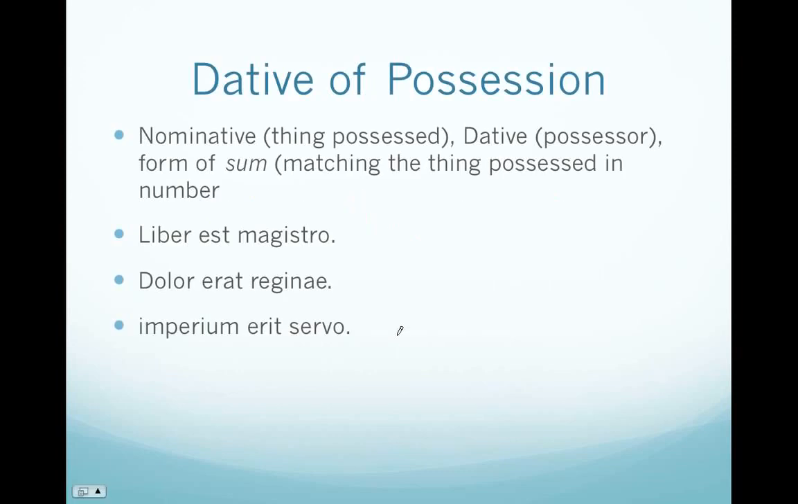So let's take a look at some of these. Now the construction itself is going to follow this basic pattern. You're going to have the nominative, which is going to be the thing possessed. The dative will be the possessor, as I said before. And then you'll have a form of to be. And this to be will match the thing that's possessed in number. So let's take a look at some examples.